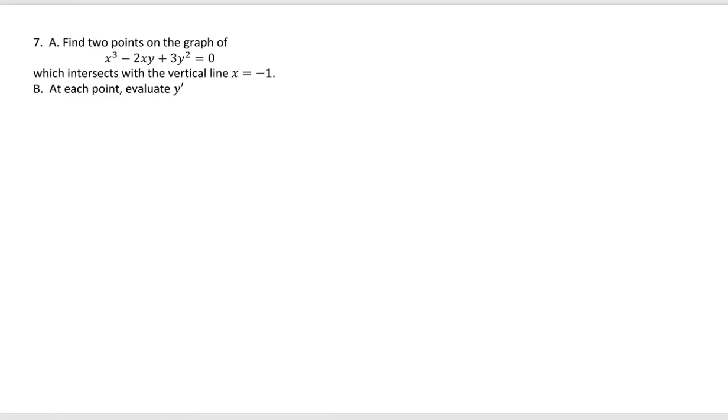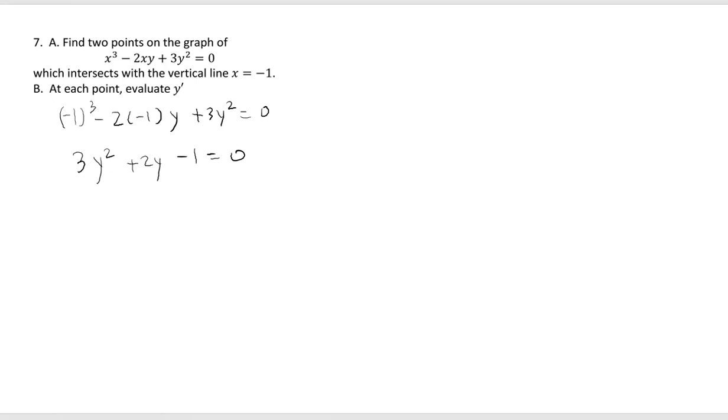Find 2 points on the graph of this which intersects the vertical line x equals negative 1, and at each point evaluate y prime. Okay, if x is negative 1, what do we get? Negative 1 cubed minus 2 times negative 1 times y plus 3y squared equal to 0. And I like to use y squared first. I want to write down y squared first. It's 3y squared plus 2y minus 1 equal to 0. Negative 1 cubed is an odd number of powers of negative 1, so it's still negative 1. Negative times negative is positive.